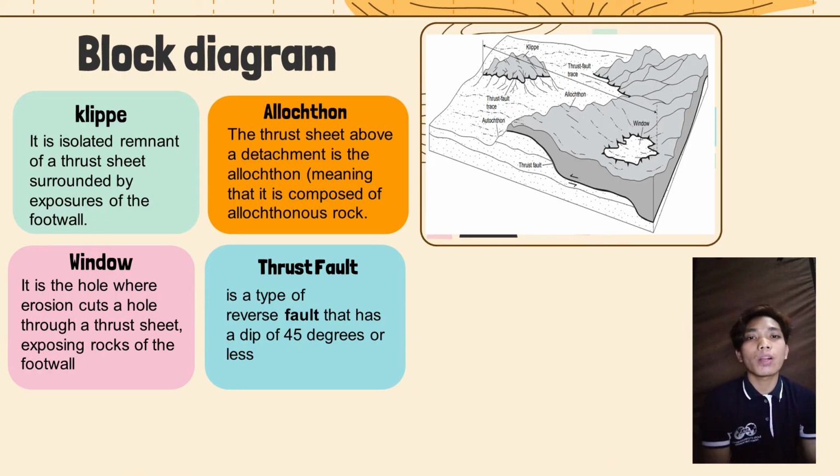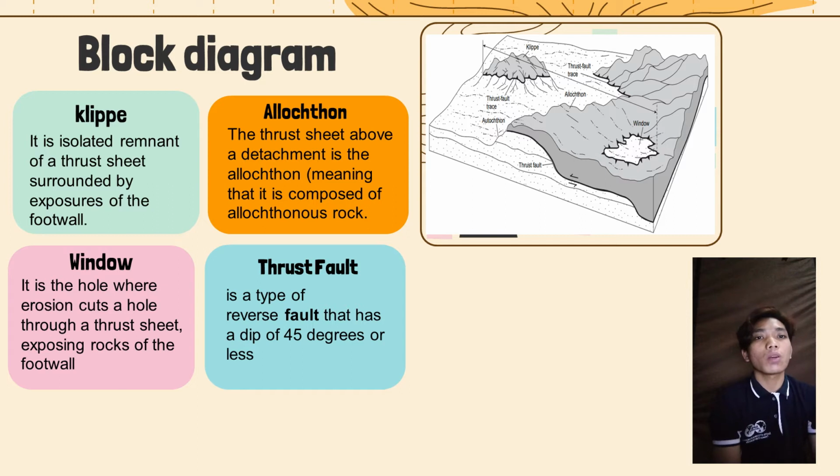So I have here the four important vocabulary words. First is klippe. It is an isolated remnant of a thrust sheet surrounded by the exposure of the foot wall. The second one is the allochthon. The thrust sheet above a detachment is the allochthon, meaning that it is composed of allochthonous rock. As you can see on the illustration, the allochthon here is the gray area, the biggest gray shield on the illustration.